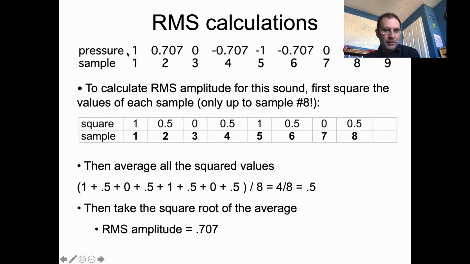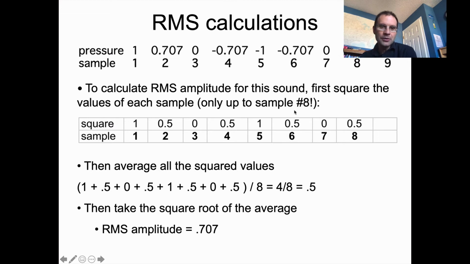So here are my pressure values for each sample listed again at the top of this slide. And I'm going to calculate the RMS amplitude for this sound. Normally I do this in class and just have you walk through each of the steps with me. Normally I do that on a blackboard, but we don't really have that luxury today, so I'm just going to show you the math here on the slide.